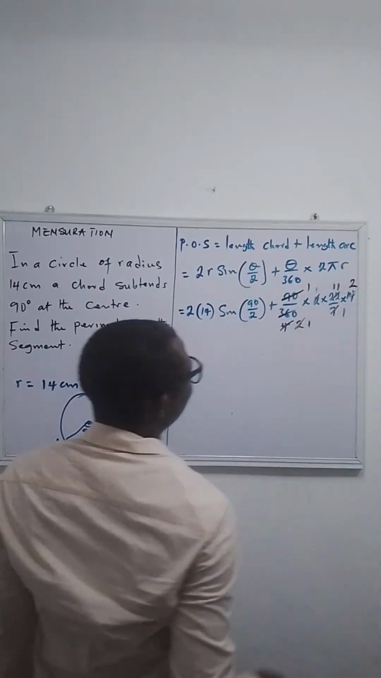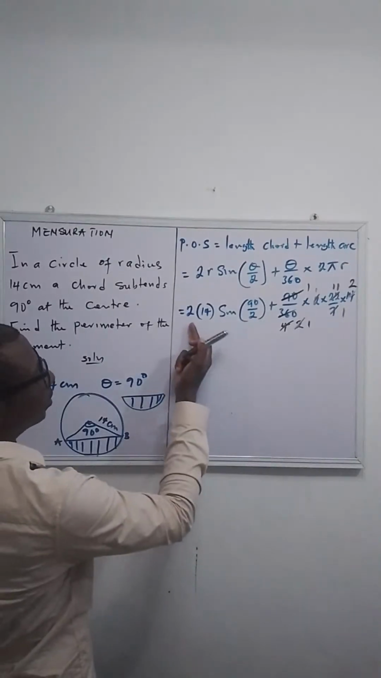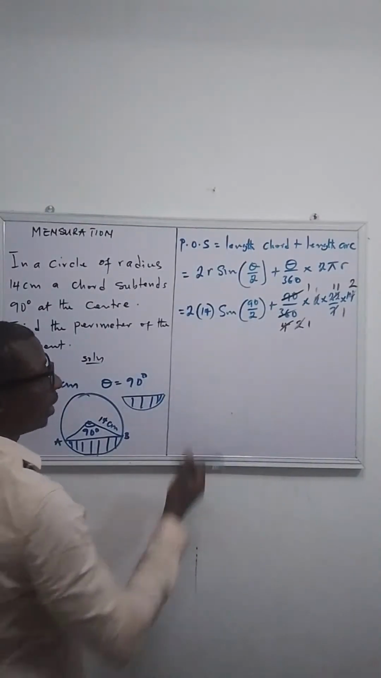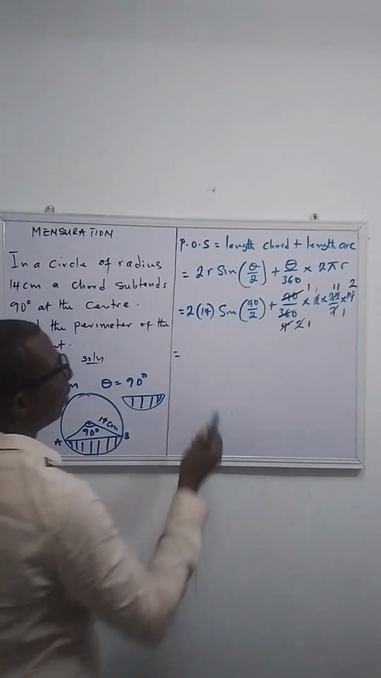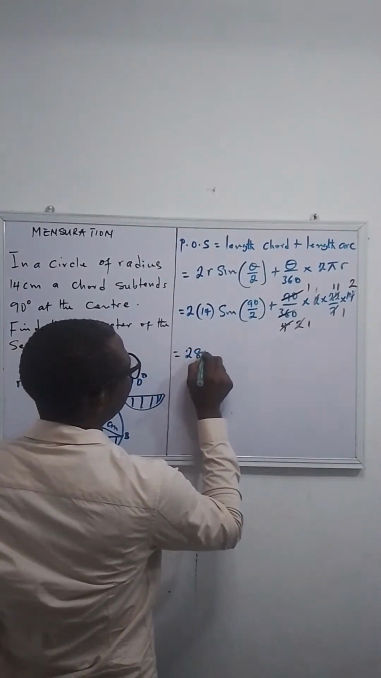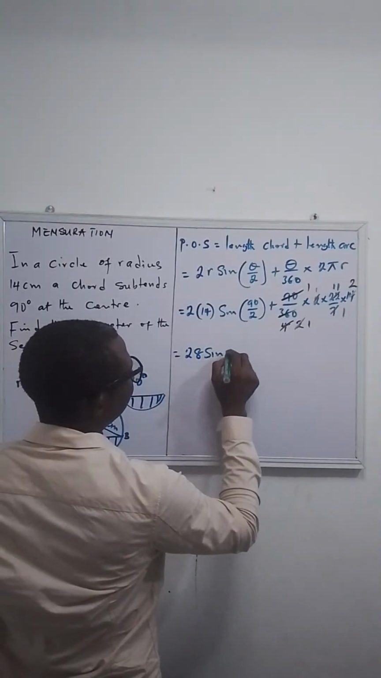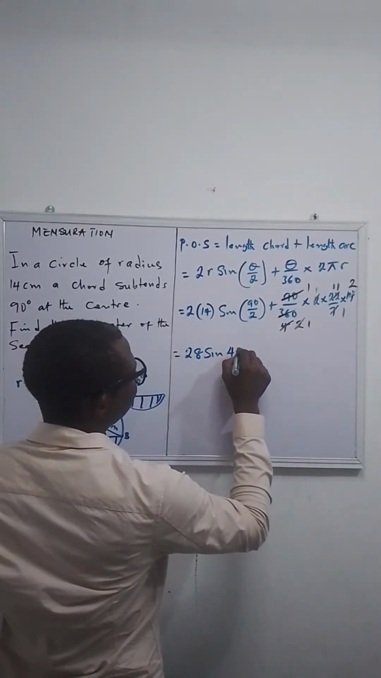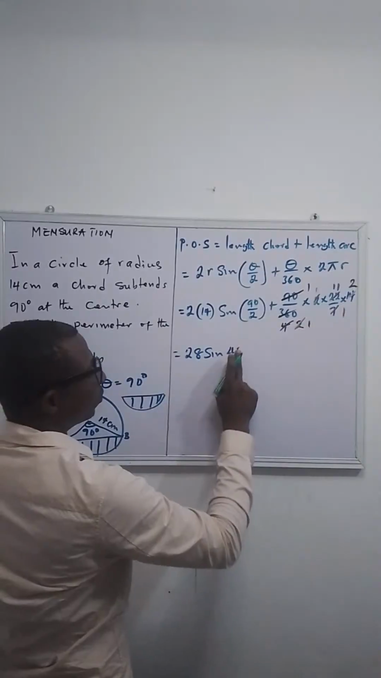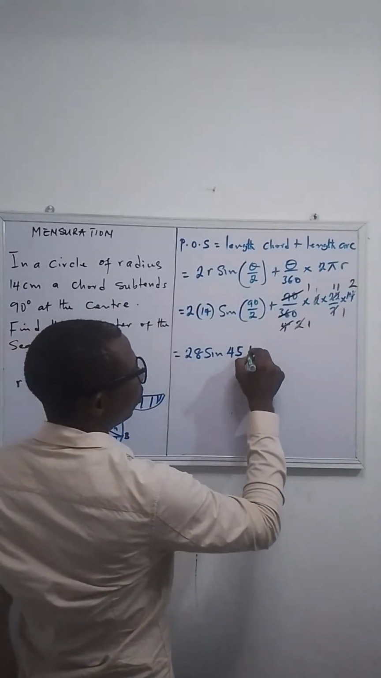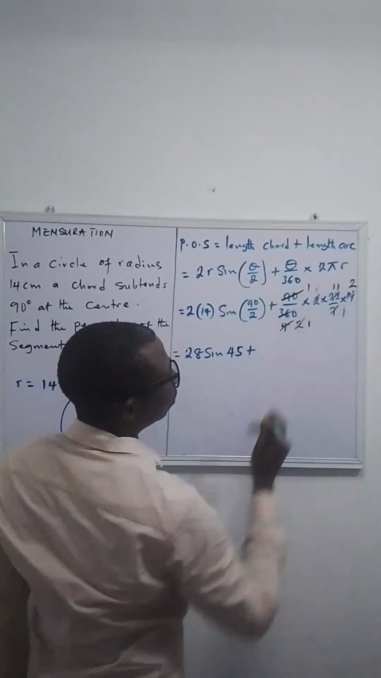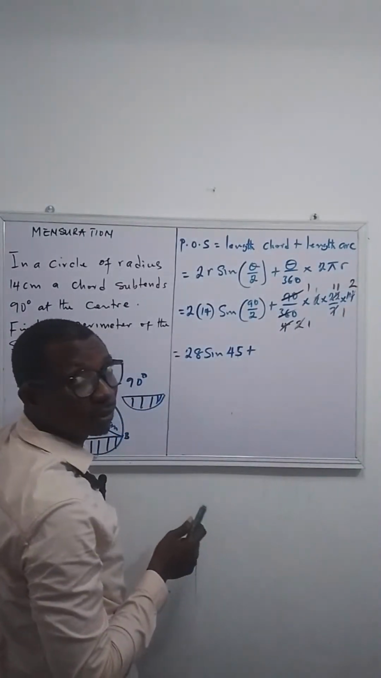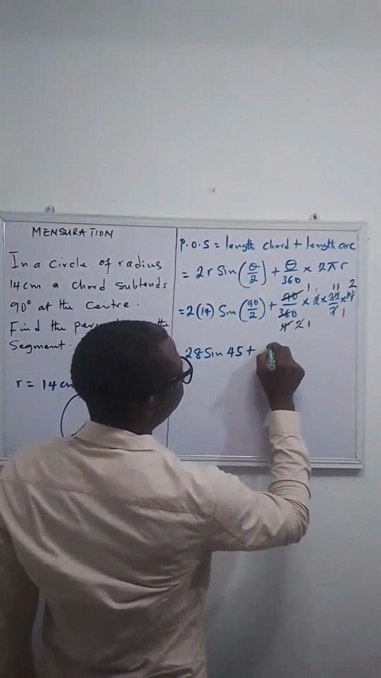Now let's look at this. When you multiply this, you have 28. Now let's write this out. So we have 28 sine 45, since 90 divided by 2 is 45. Plus, now let's look at the numerator. We have 11 and 2, so that is 11 times 2, that's 22.